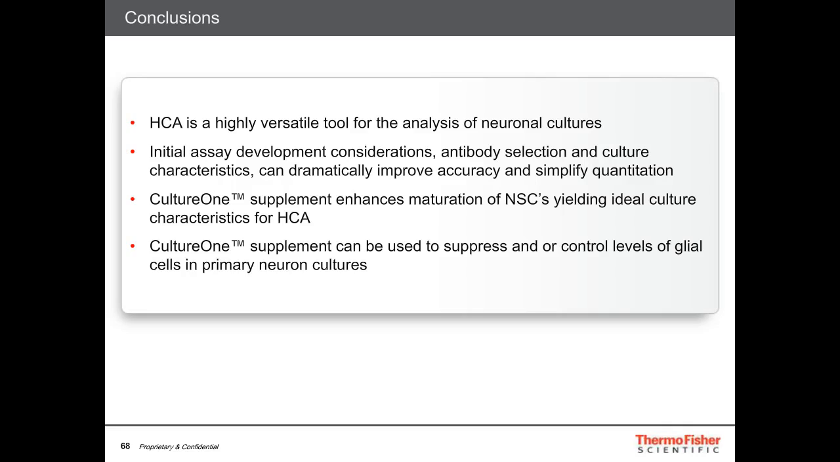The next question is also for Dr. Radio. What is the biggest challenge encountered by researchers when using HCA for neurobiology applications? And do you have any suggestions for overcoming this?